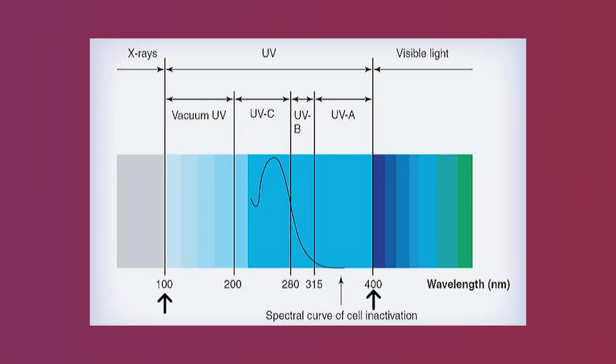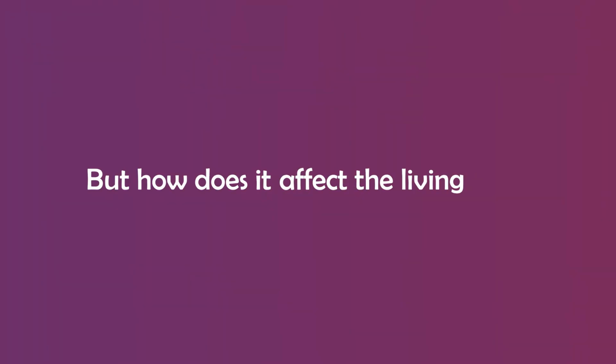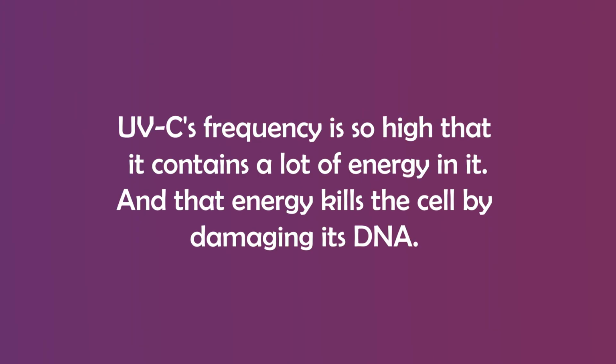This band of waves can be subdivided into four major categories, namely UVA, UVB, UVC, and VUV, with the given wavelength ranges. Now out of these categories, this is what we need, a UVC light, due to its disinfectant properties. But how does it affect the living cells? Well, UVC's frequency is so high that it contains a lot of energy in it, and that energy kills the cell by damaging its DNA.